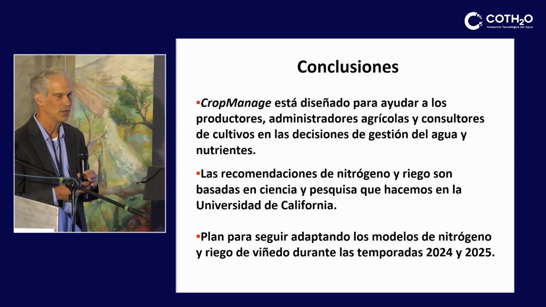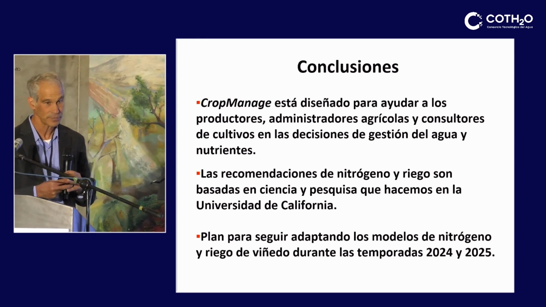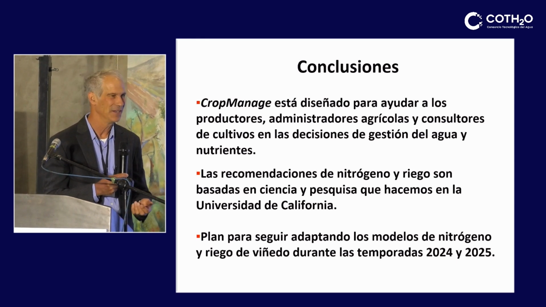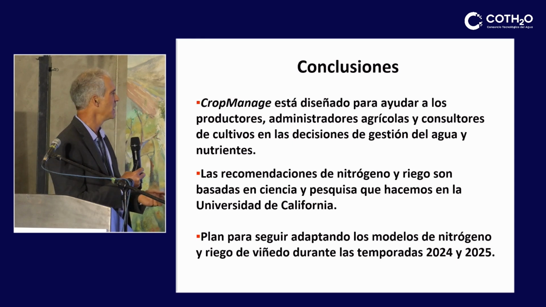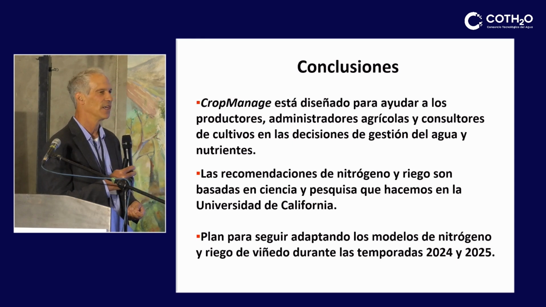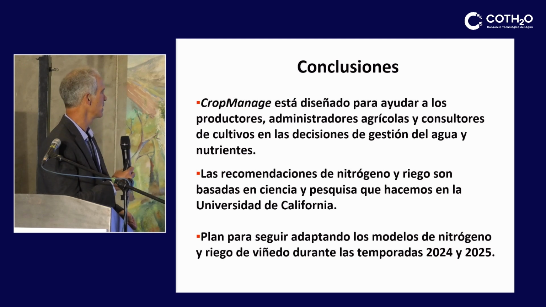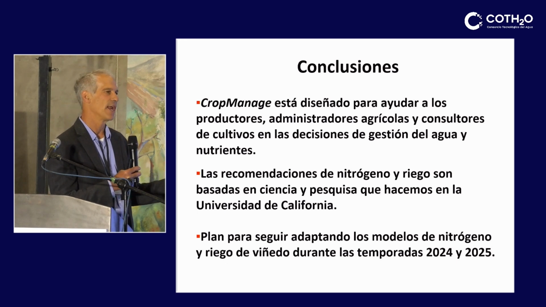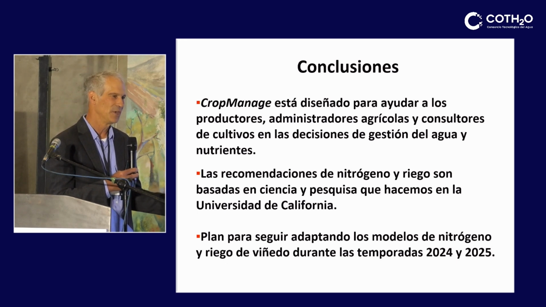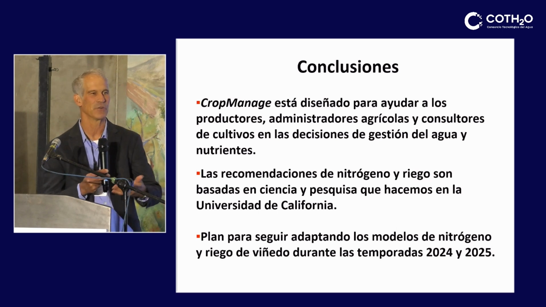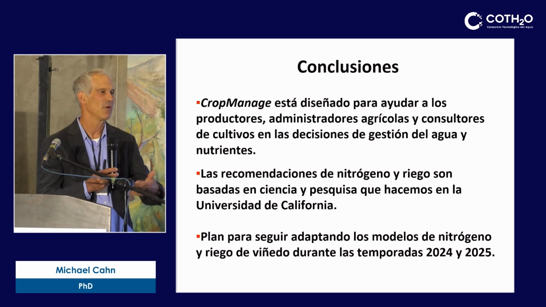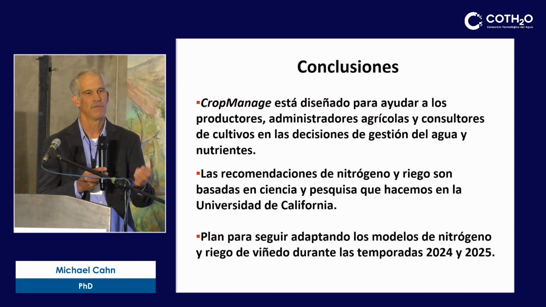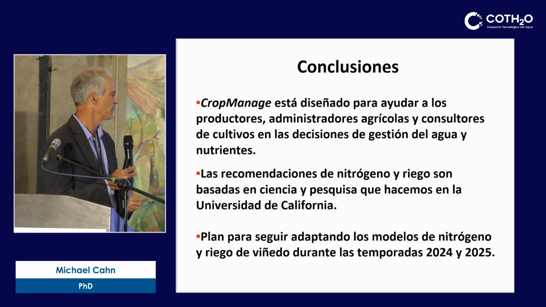So just to conclude, I would say CropManage really was designed for the end user, which is the irrigator, and help support farm managers in making good decisions on water management and nutrient management. And, you know, these recommendations are based on algorithms from our research. And so I think it's very important, when we do our research in the university, we have an outlet and a good extension tool that can be adopted for the site-specific conditions that growers are dealing with.